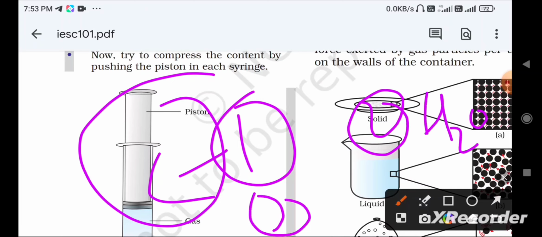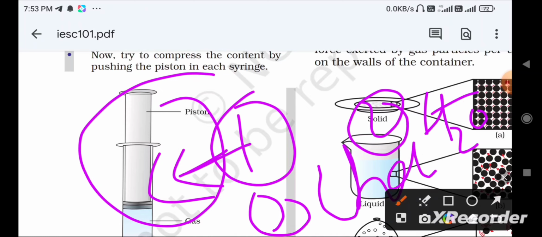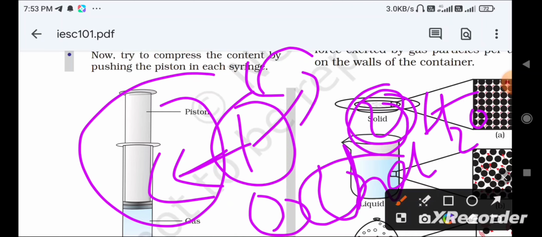Third one is what? Chalk powder. That is solid in nature, that is liquid in nature, that is gas in nature. So when we compress air, it is easily compressible, and liquid is more compressible compared to the gaseous state. Chalk has lesser compressibility compared to liquid and gases.